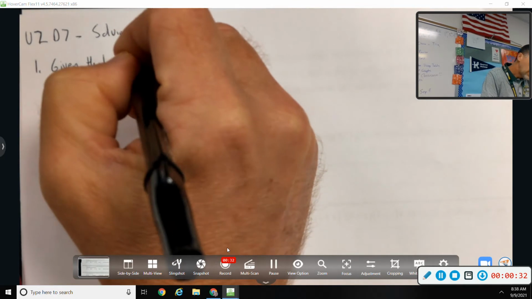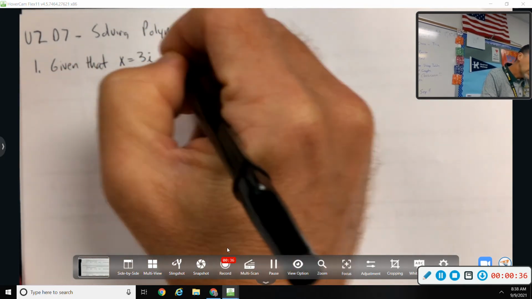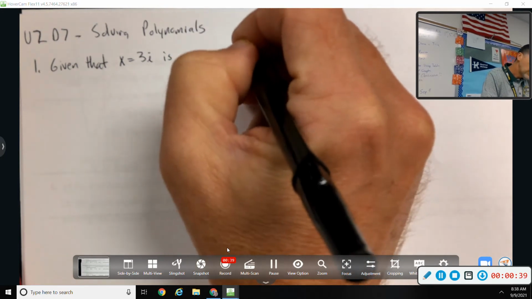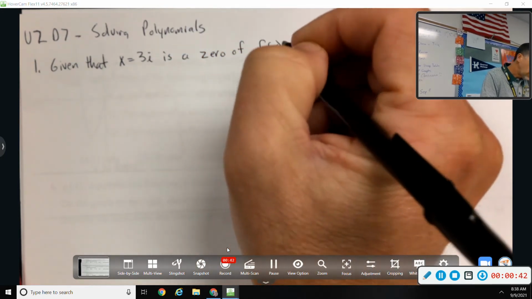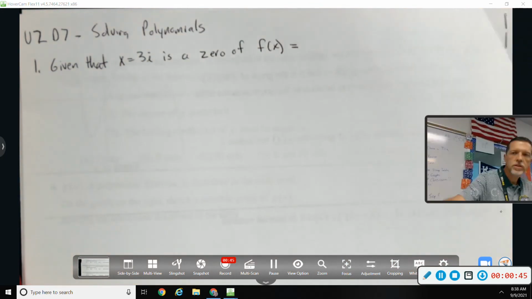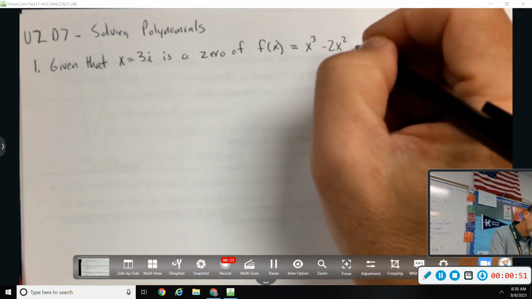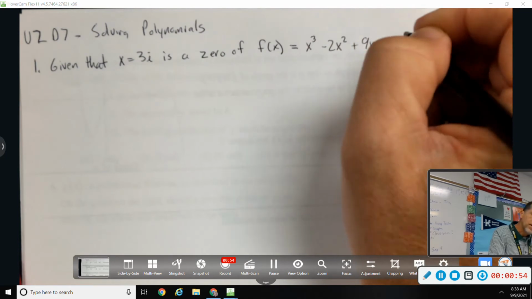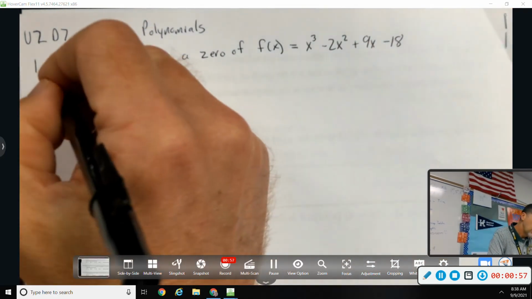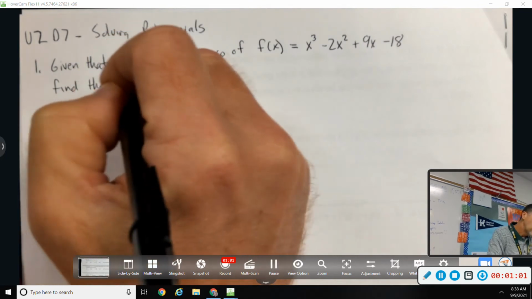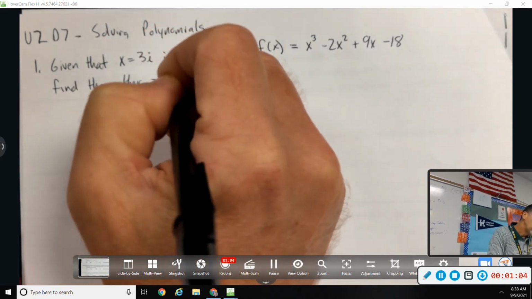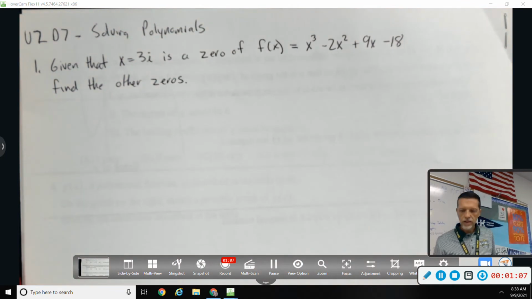Given that x equals 3i is a 0 of f of x equals x cubed minus 2x squared plus 9x minus 18. Find the other zeros.